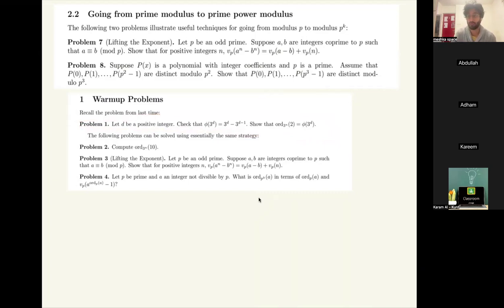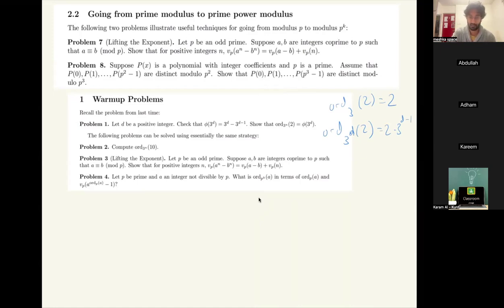so what is the order of 2 modulo 3? You can just calculate it, right? So the order of 2 modulo 3 was, you do 2 and then 2 squared, so it's 2. And then from there, you want to calculate the order modulo 3 to the d. And what we found last time is it's 2 times 3 to the d minus 1. As in every time you increase the exponent on the modulus, the order just multiplies by p. Yeah, so that's what we found.